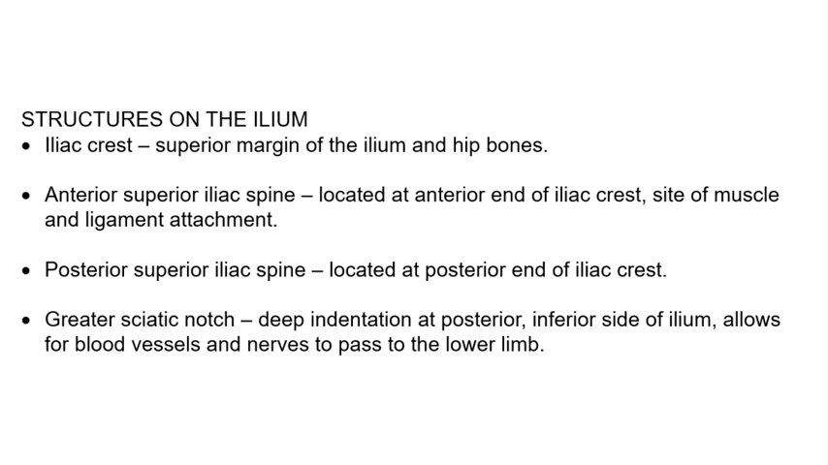The iliac crest forms the superior margin of the ilium. Follow it forward and we arrive at the anterior superior iliac spine, which is a bony projection that is a site of muscle attachment as well as ligament attachment. Follow the iliac crest posteriorly and we find the posterior superior iliac spine. The greater sciatic notch is a deep indentation at the posterior and inferior side of the ilium, which allows for blood vessels and nerves to pass through it to the lower limb.